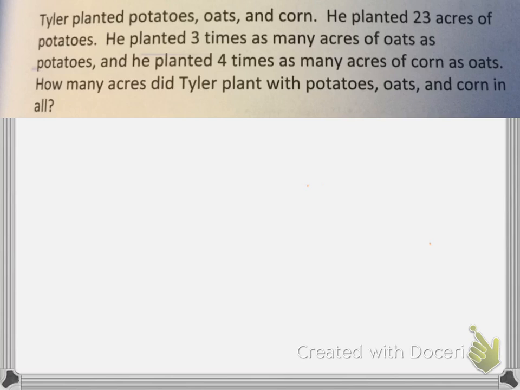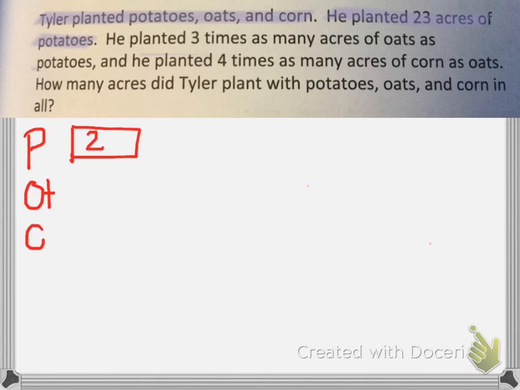So I've read it. Now I'm going to go back and reread each sentence and see if I can draw something. Tyler planted potatoes, oats, and corn. Well, that tells me I need potatoes, I need oats, and I need corn. Now notice I did OT for oats because if I don't, it looks like a 0. I want to be careful. All right, he planted 23 acres of potatoes.